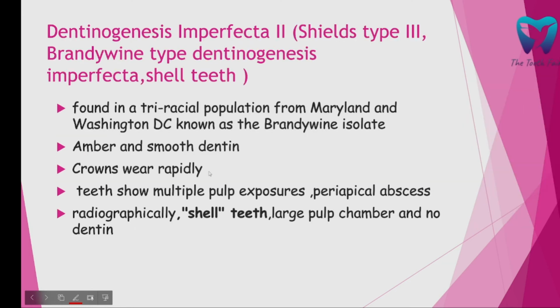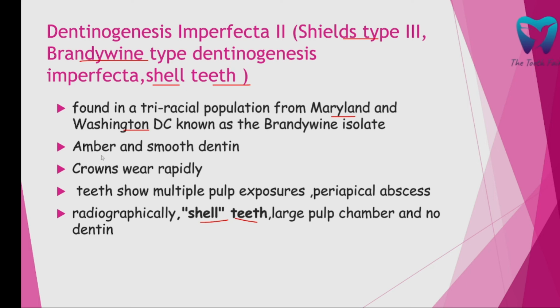Now in dentinogenesis imperfecta 2, the other names are Shields type 3 and Brandywine type. The important thing is shell teeth. Okay, remember this: in the previous one it was capdepont teeth, in this one it is shell teeth. So it is found in a tri-racial population from Maryland and Washington DC, known as the Brandywine isolate. So it was found in those people.